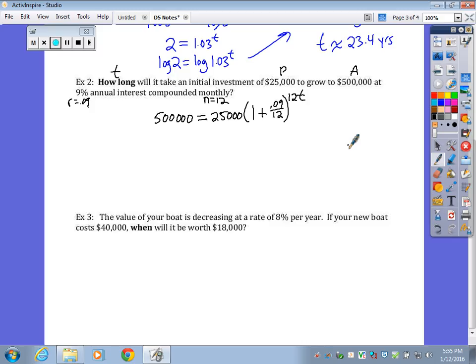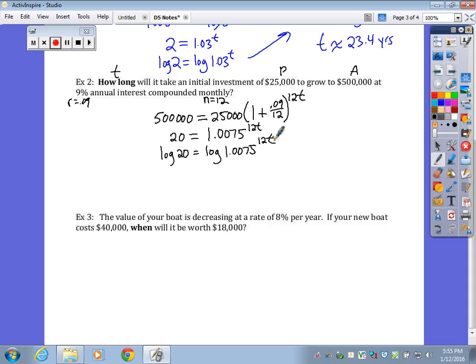So, divide over the 25,000. 500,000 divided by 25,000 is 20. 1 plus 0.09 divided by 12 is 1.0075 to the 12t power. I'm trying to get t. It's up in the exponent. I have no way of getting that down unless I log the left and log the right.